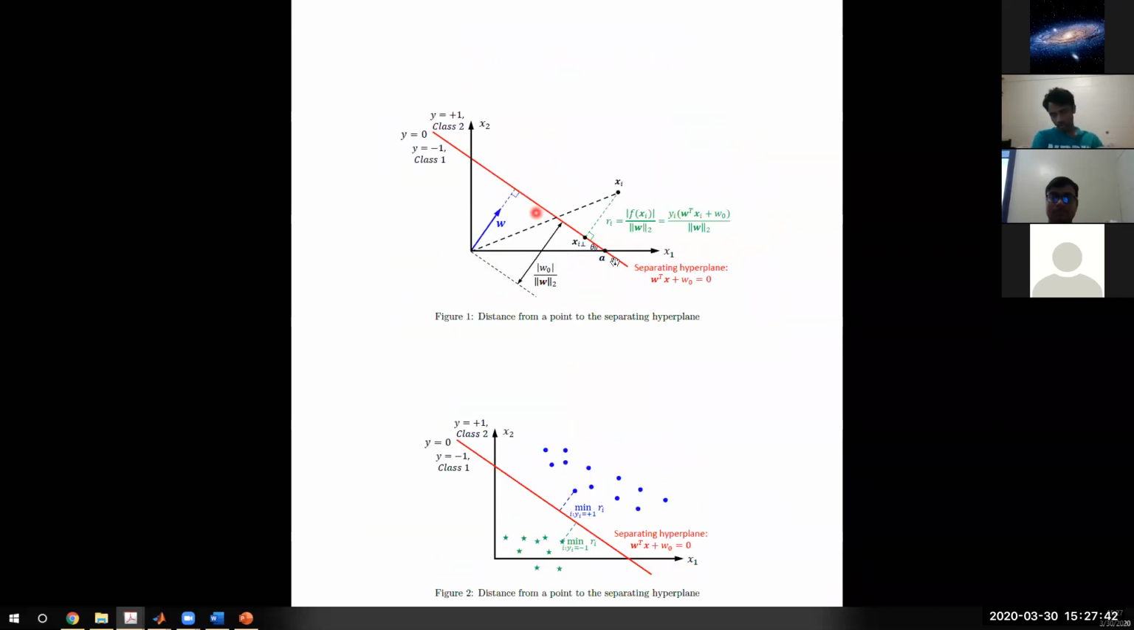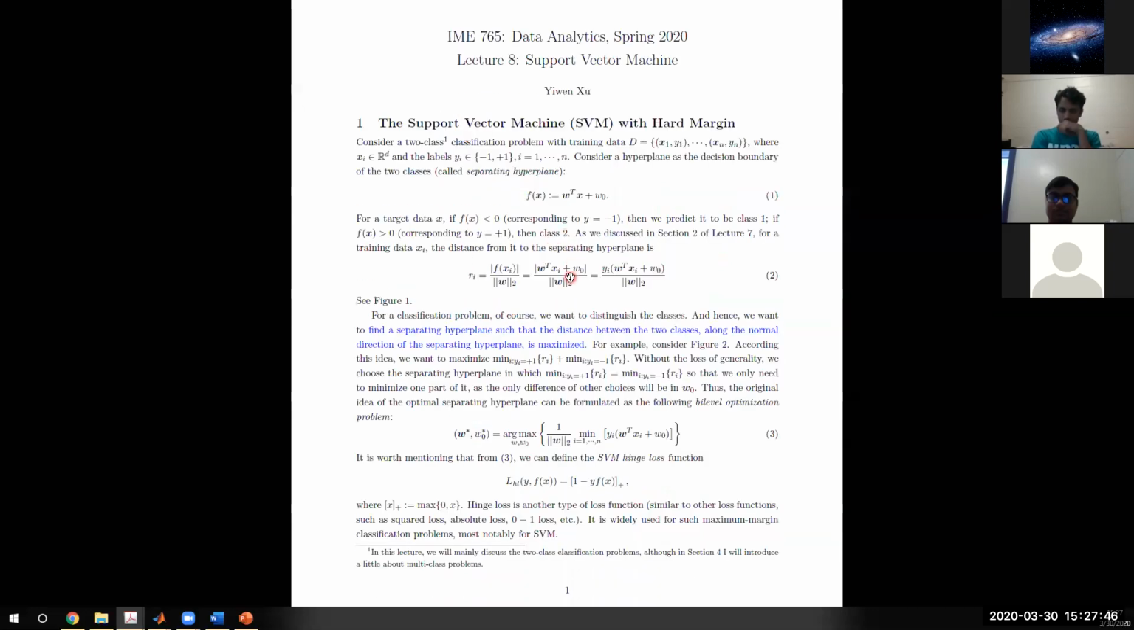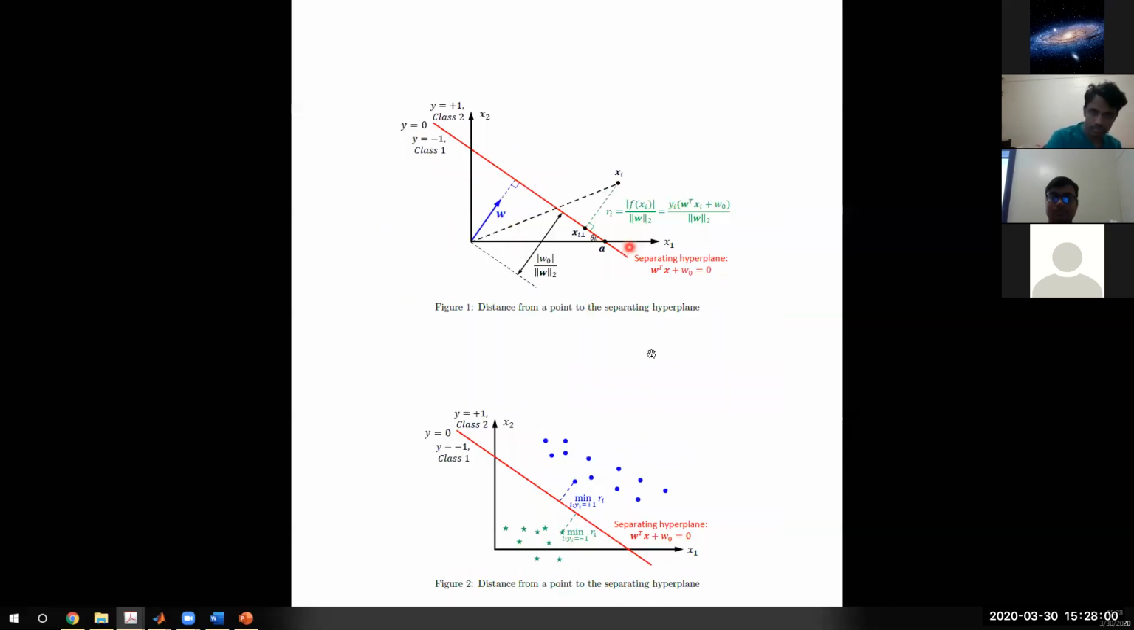And this figure is actually copied and pasted from lecture 7, the LDA case. Now we want to calculate something. Suppose the decision boundary line is given. This separating hyperplane is w^T x + w_0 = 0. For a given data point x, I want to know the distance from the data to this separating hyperplane.